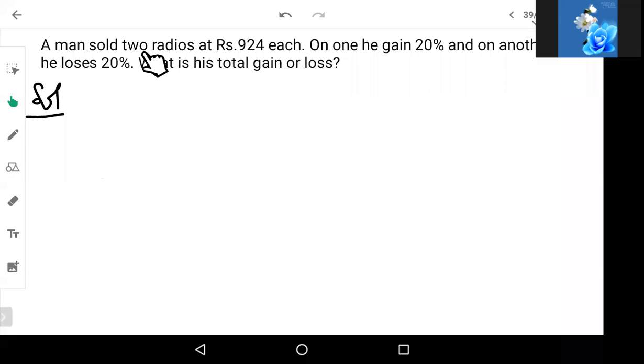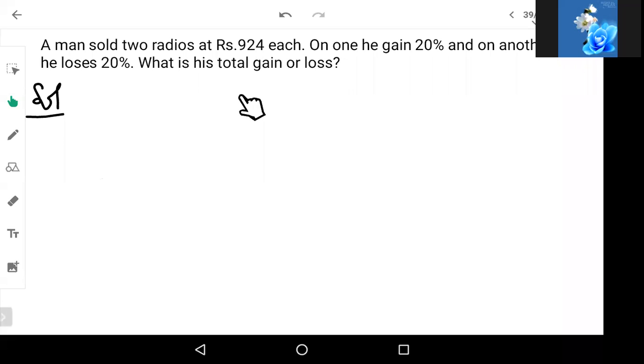A man sold two radios at rupees 924 each. So he's selling two radios at 924. On one of the radios, he's going to get a profit of 20%, and on the other radio, he's going to lose 20%. On one radio he gains 20%, that is profit 20%. On the other, he's getting a loss of 20%. Now we are supposed to find out what is the total gain or loss for that man.